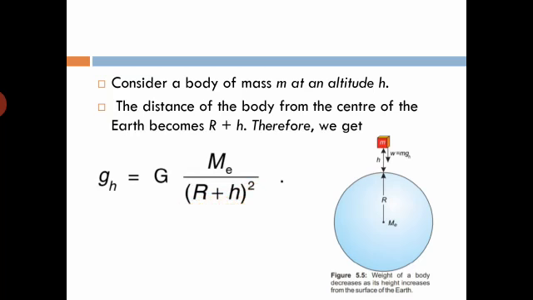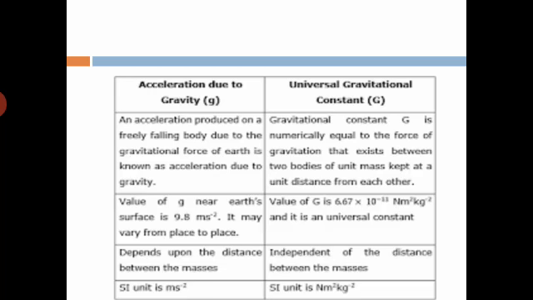Now we are taking the difference between small g, acceleration due to gravity, and capital G, the universal constant. Acceleration due to gravity: an acceleration produced on a freely falling body due to the gravitational force of the earth is known as acceleration due to gravity.